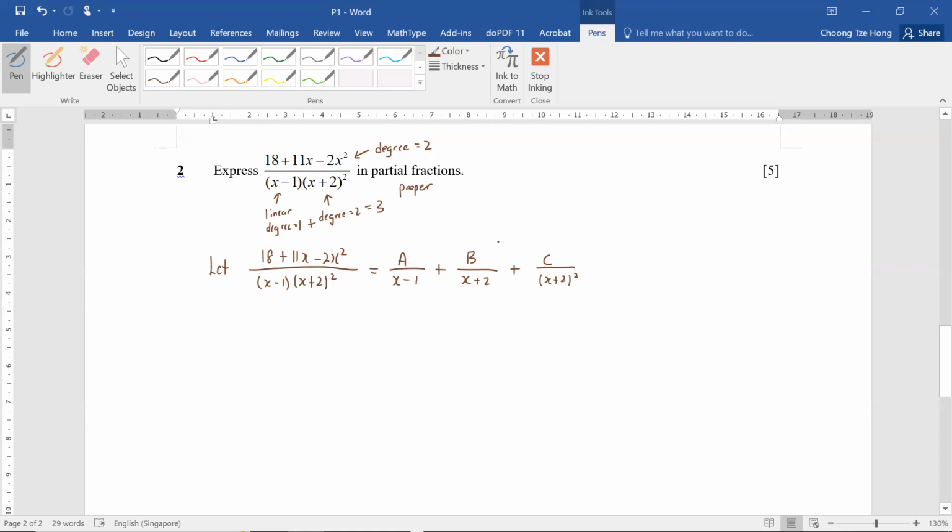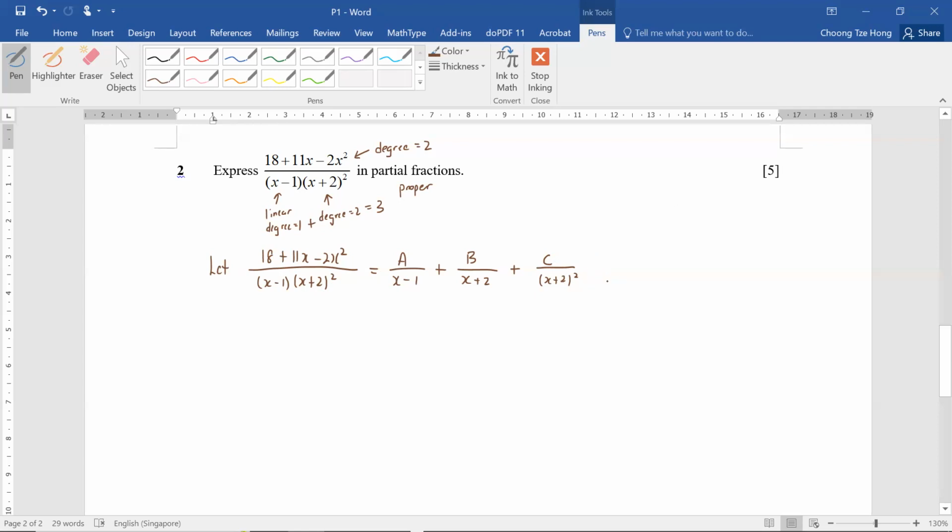Basically there are three different forms: a linear factor, a repeated linear factor, and the third one, a quadratic factor that cannot be factorized. In that case, you will do something like Bx + C on top. You've got to remember all these three cases for your exam. Then let's go ahead and try to find A, B, and C.